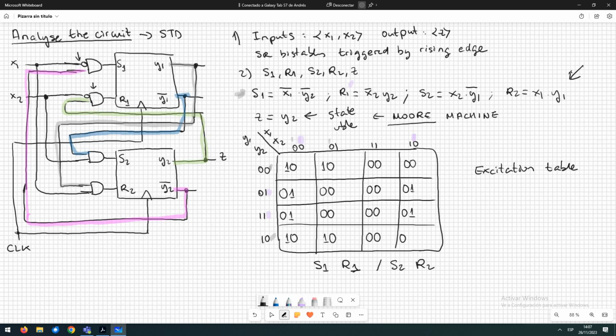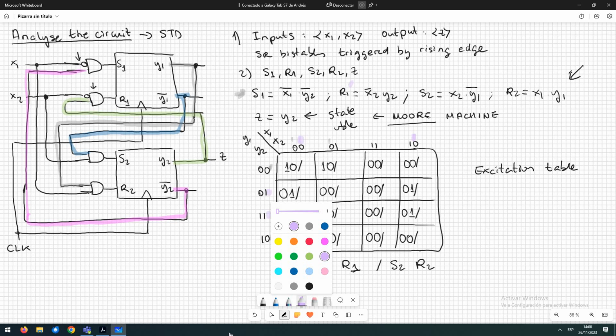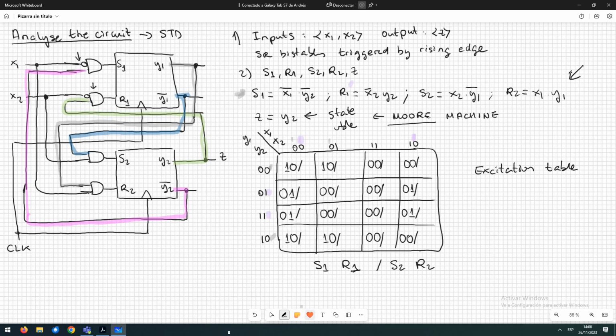So we already have S1 and R1. So we are going to design the values of the other inputs for the second SR bistable. So for S2, we are here, S2. S2 is going to be 1 when x2 is 1 because it's not negated, and y1 is 0 because it's negated. x2 is negated here and here.